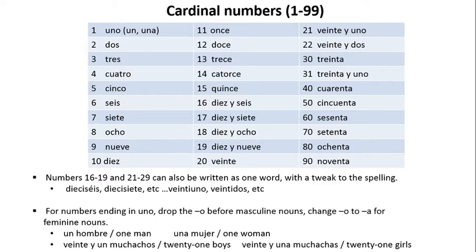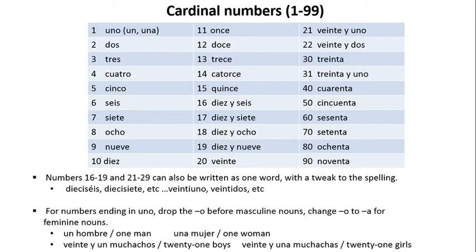Now, numbers 16 through 19 and 21 through 29 can also be written as one word with a tweak to the spelling. For example, the number 16 can be dieciséis, diecisiete for 17, etc. The number 21 can be written as veintiuno, 22 is veintidós, etc.